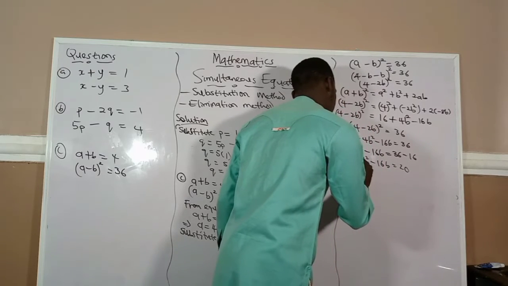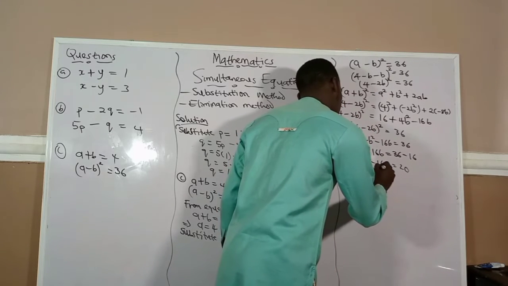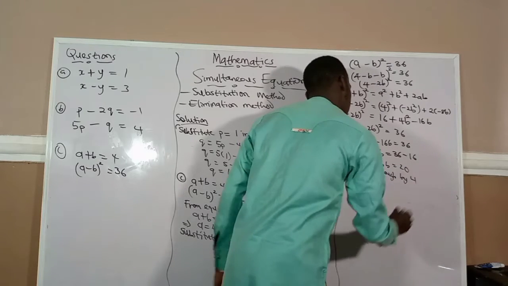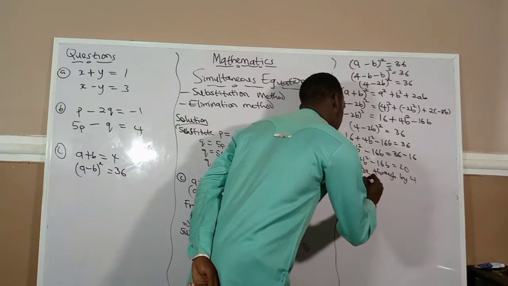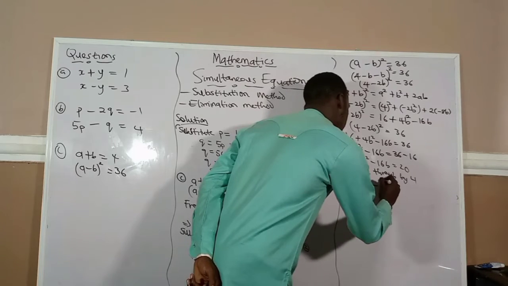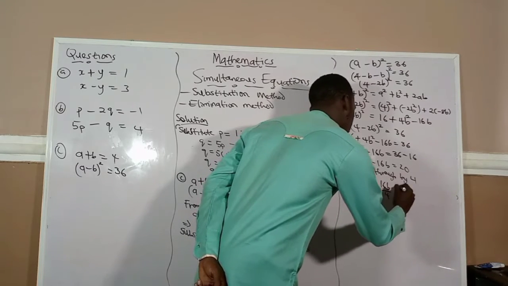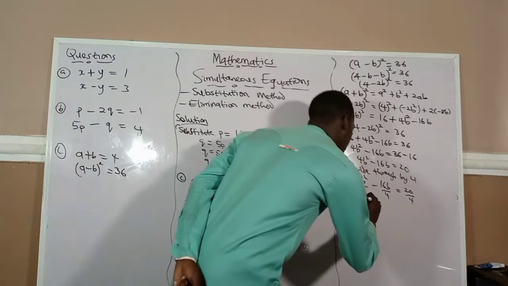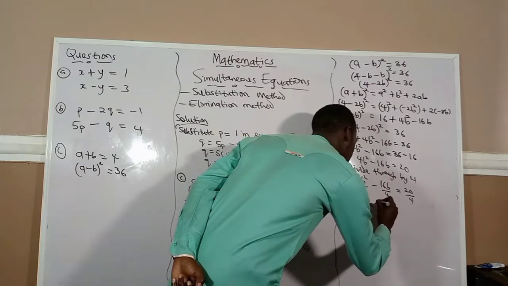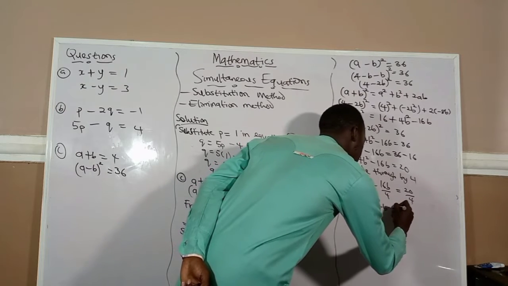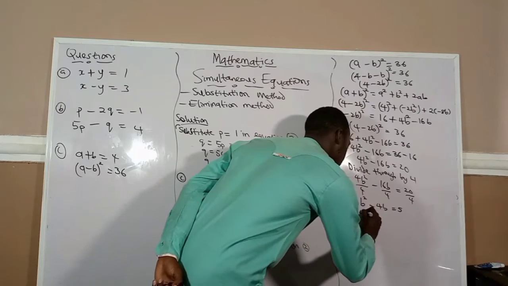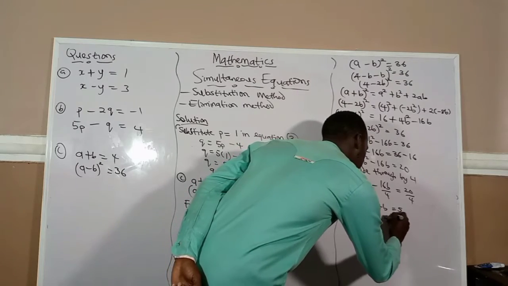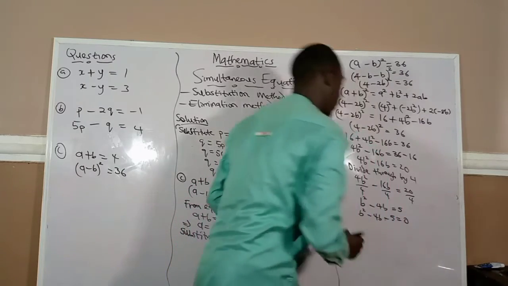So we can decide to divide through by 4. So we're going to have 4b squared over 4 minus 16b over 4 is equal to 20 over 4. So you have b squared minus 4b is equal to 5. So we can say b squared minus 4b minus 5 is equal to 0.